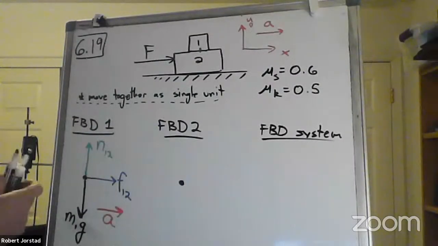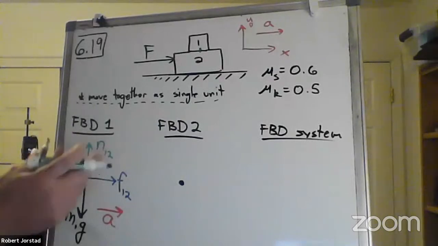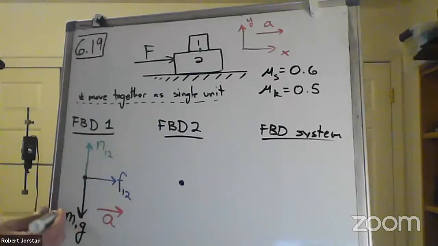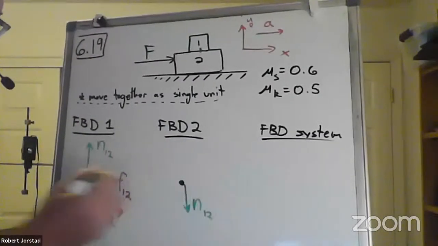Now, would this one have the normal force, the normal force for N21? Yes. Okay, so there's a normal force. Let's start with N21, or N12. Which way does that act on block 2? Down. So there's a normal force down.